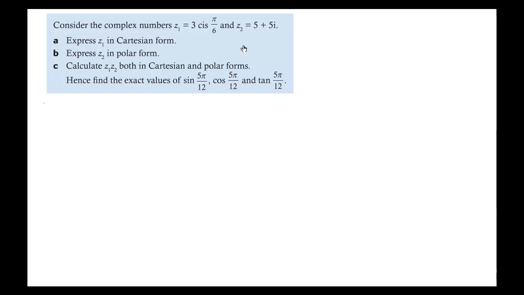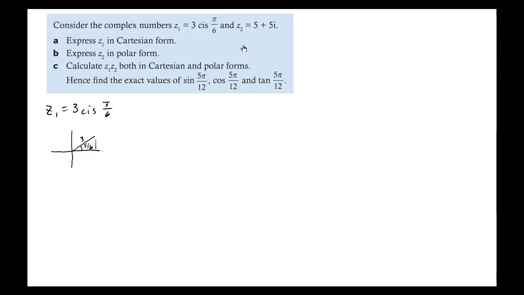So let's go ahead and do that. Let's take z1, which is equal to 3 cis pi over 6. So what does this mean? Well, that means I'm going a distance of 3 at an angle of pi over 6. And so I can draw that out. Pi over 6 is somewhere over here, and it's a distance of 3. So I've got my angle, pi over 6, and my distance, which is 3.